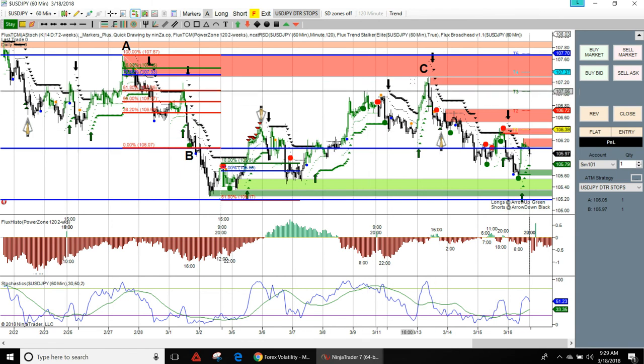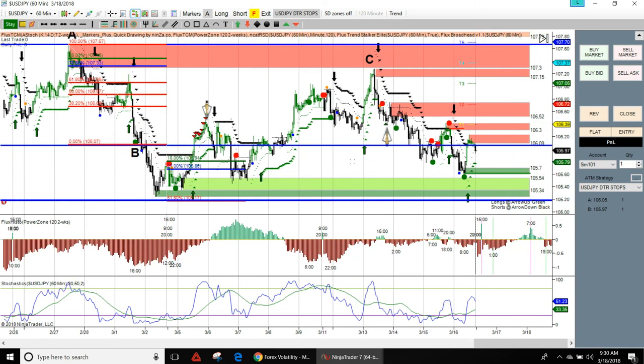Then it dipped down, pulled back up, and made another high here, and then dropped almost to a 786, but it looks like it just missed it by a couple of pips. So it's still a 618. All right, and then the target down here, which you just missed, 105.17. So it looks like we may be heading down there. That is the US Dollar JPY.